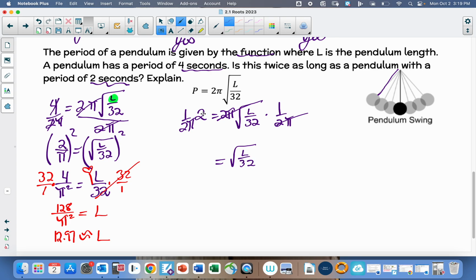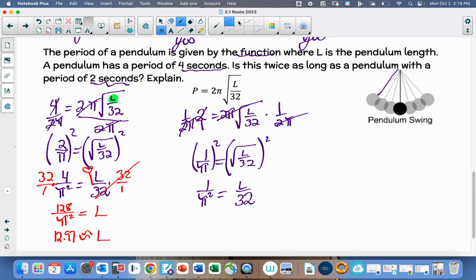And on this side, I would have 2 over 2 pi, which is just what? 1 over pi? Because the 2's will cancel. All right. Now, I need to isolate my radical. I'm going to undo the radical by squaring both sides. When I square a square root, what I have just comes out. So L over 32. And over here, I'm going to square it. So 1 times 1 is 1, but pi times pi is pi squared.